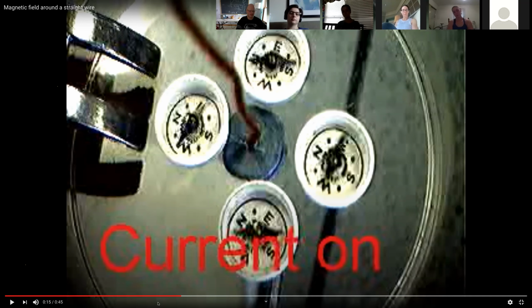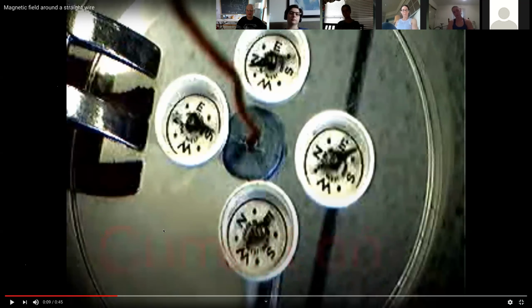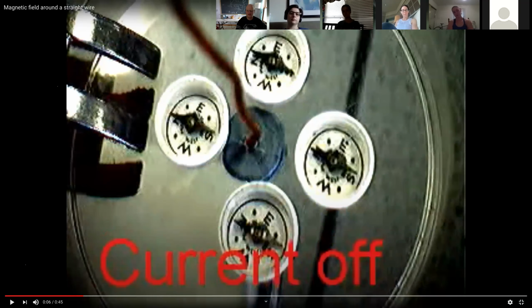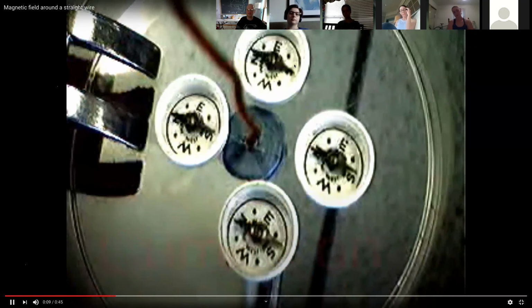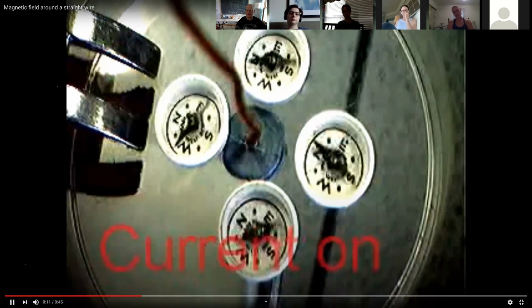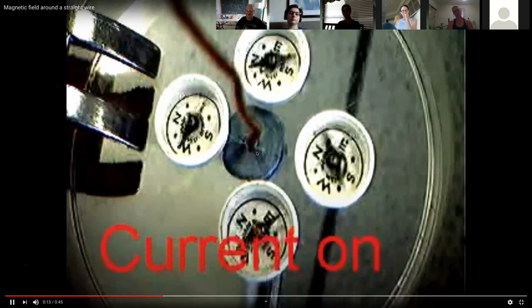So again, let me back it up just a second. Initially, these guys are all pointing in the same direction. But as soon as that current is turned on, each one of those compass needles feels a torque, which then points in the direction of the local magnetic field. So for him, the local magnetic field now points this way. For him, it points this way. For him, it points this way. And for him, it points this way.